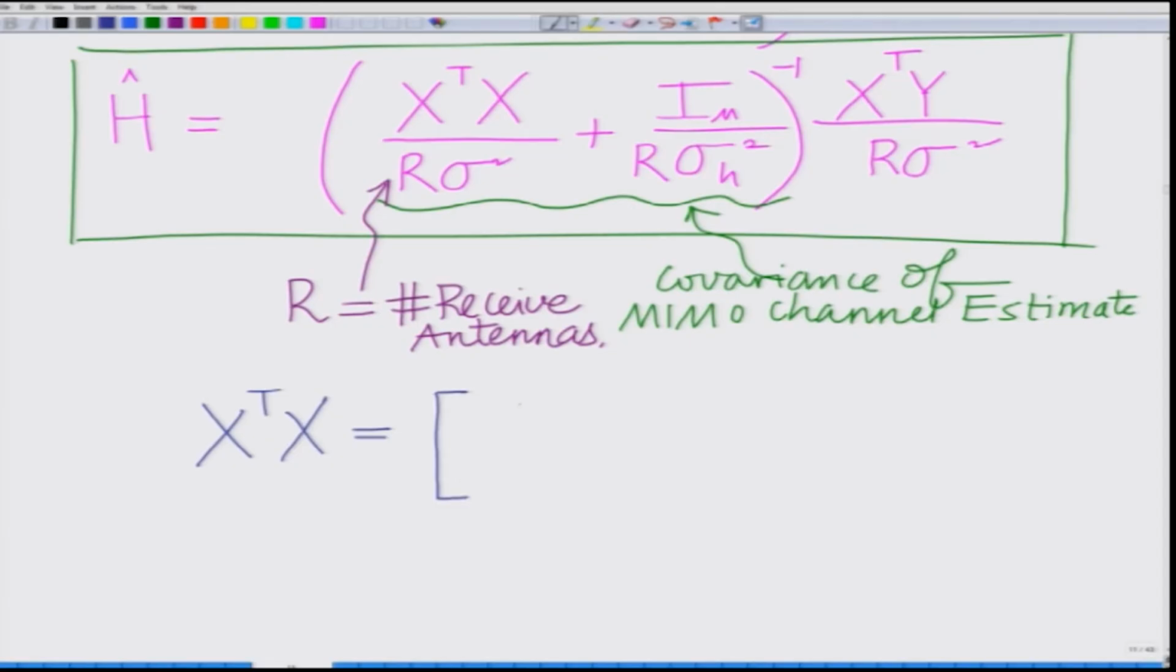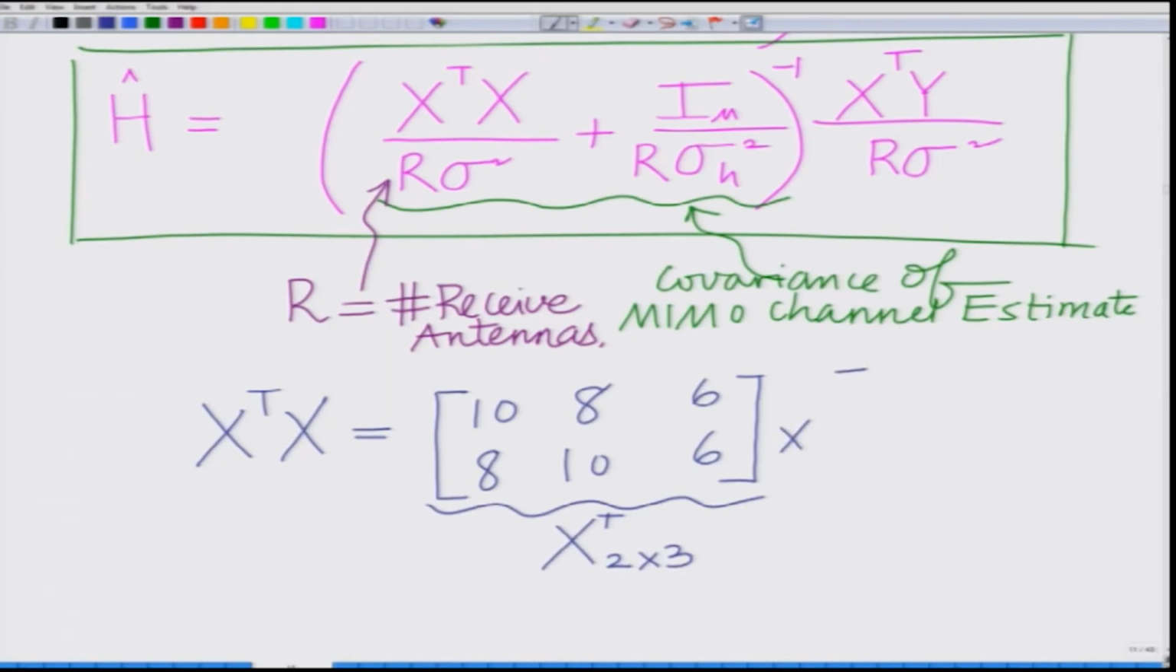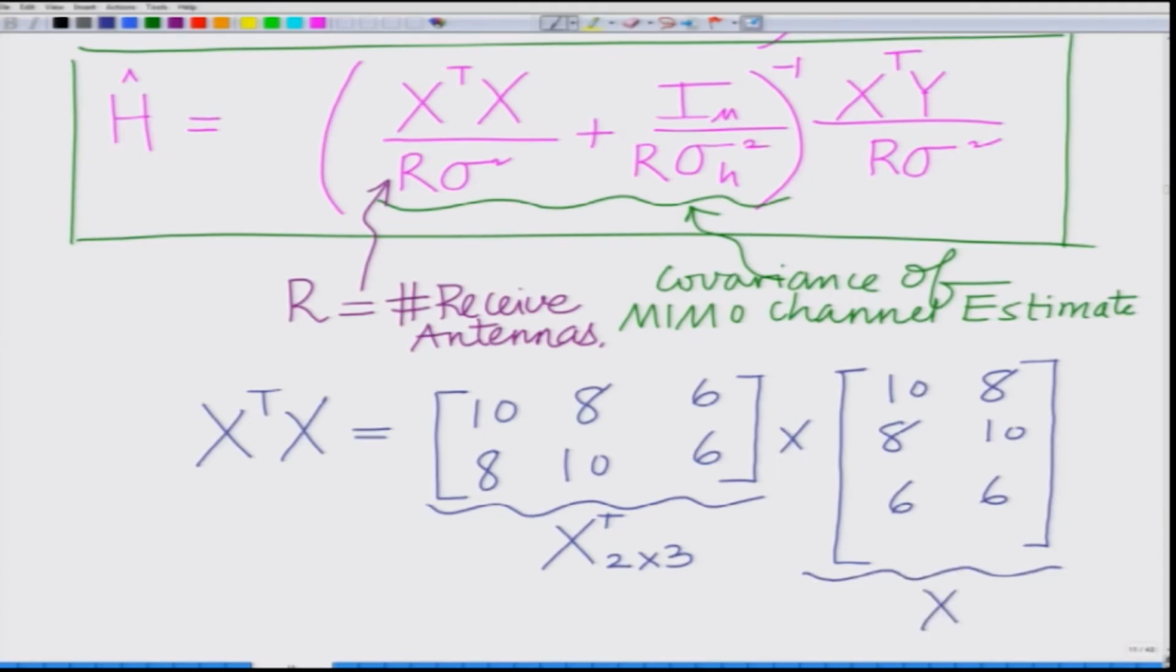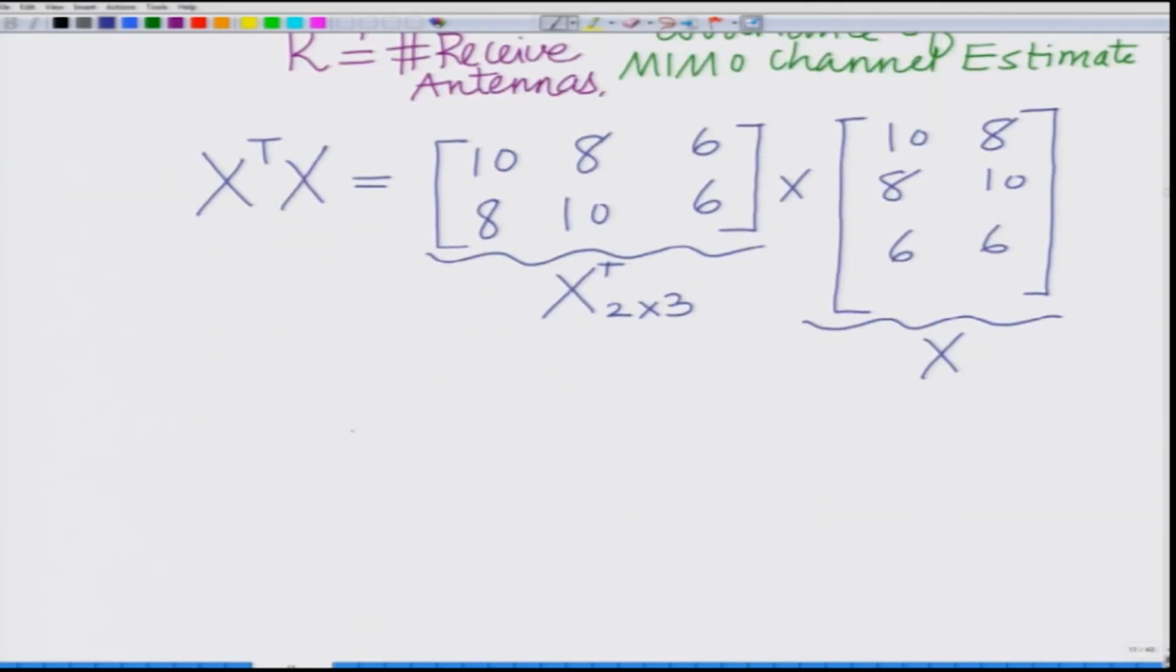X transpose is the transpose of X. Of course, you take X, make the rows into columns, columns into rows, that becomes X transpose. X is a 3 cross 2 matrix. So, X transpose is naturally going to be a 2 cross 3 matrix times X, which is basically your pilot matrix, 10 8, 8 10, 6 comma 6. This becomes your 200, 196, 200.